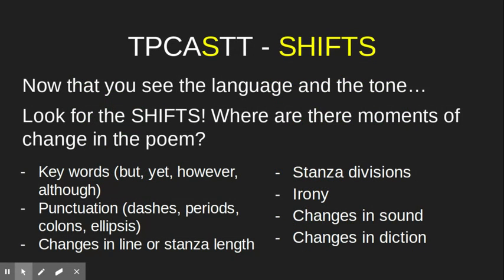And step 5, S stands for shifts. Now that you see the language and the tone, look for the shifts. Where are there moments of change in the poem? You want to look for keywords, look for punctuation, look for changes in line or stanza length, look for stanza divisions, irony, changes in sound, or changes in diction.